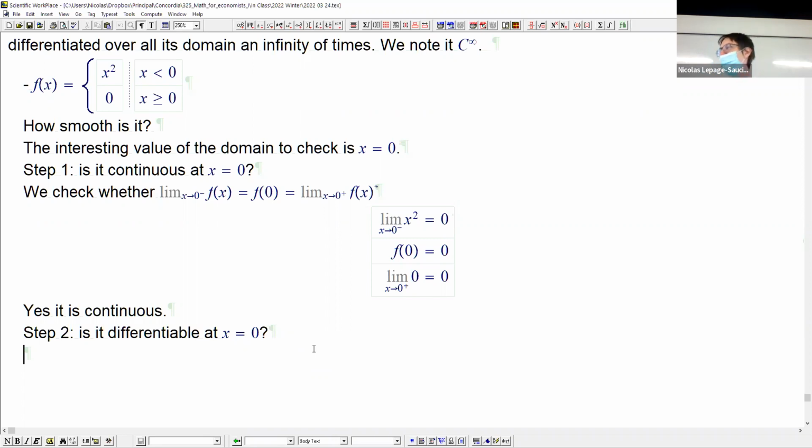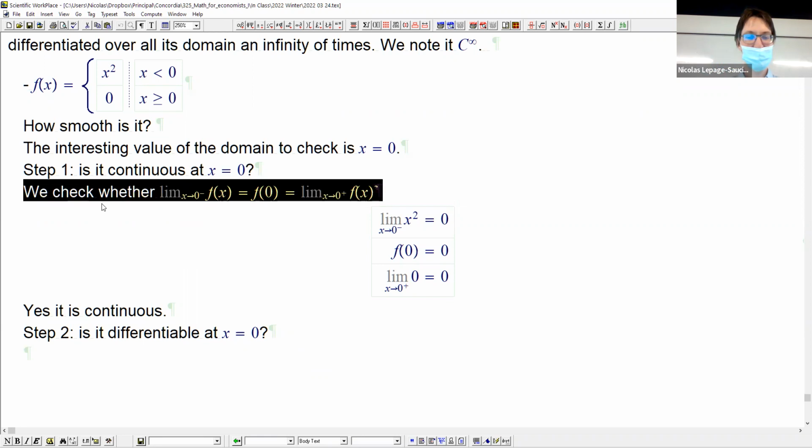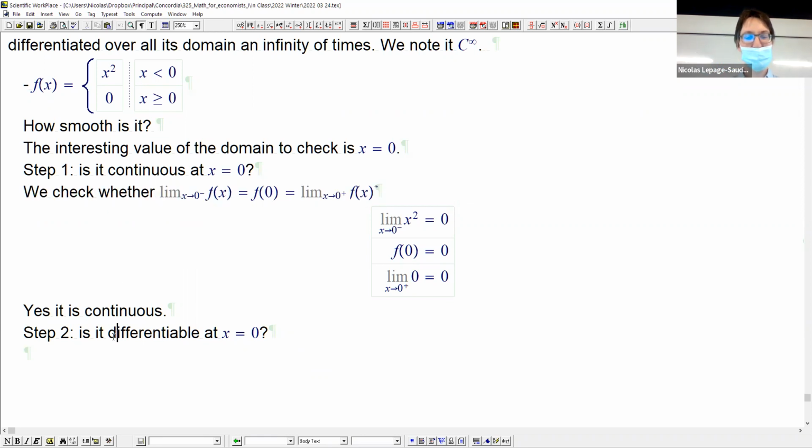Right, so my guess is most people are waiting for me to tell you what the answer is. So we check whether, if I take the derivative with delta x coming from the left or delta x coming from the right, they are the same. So whether the derivative itself is continuous.